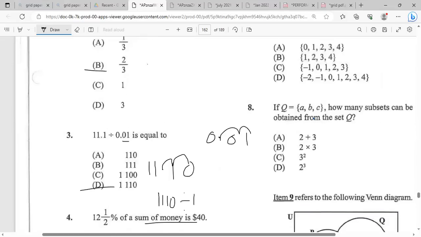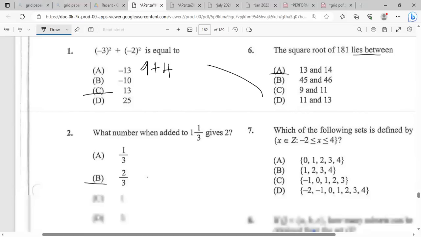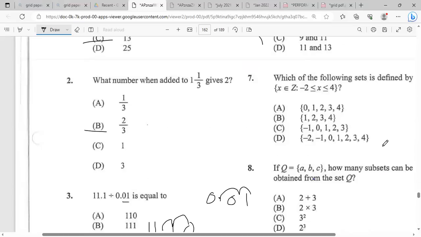And for this one now, the square root of 181 lies between 13, 169, and 196. All right. Which of the following sets is defined by this? So basically, we have equal here, and we have equal there. That means we must include these numbers. We must include 2, and we must include 4. So that would be D.